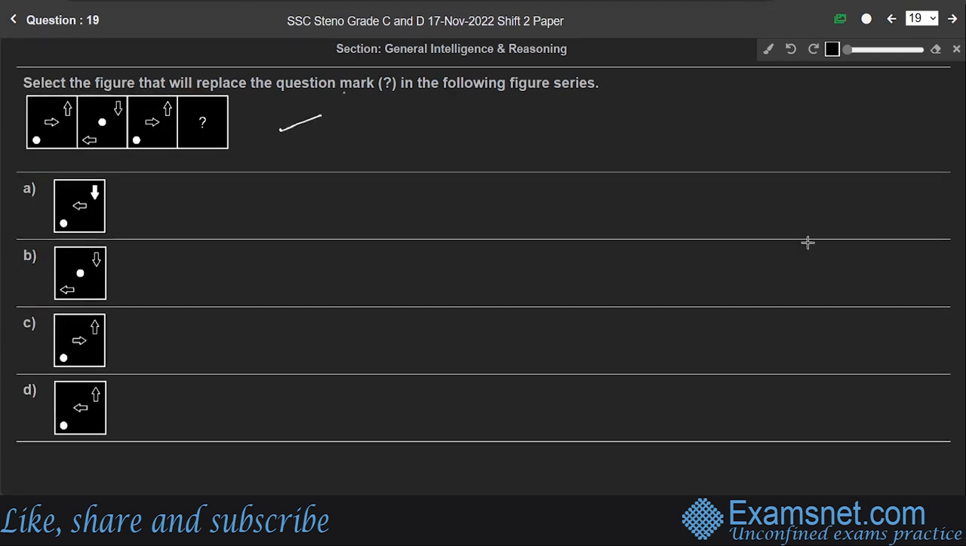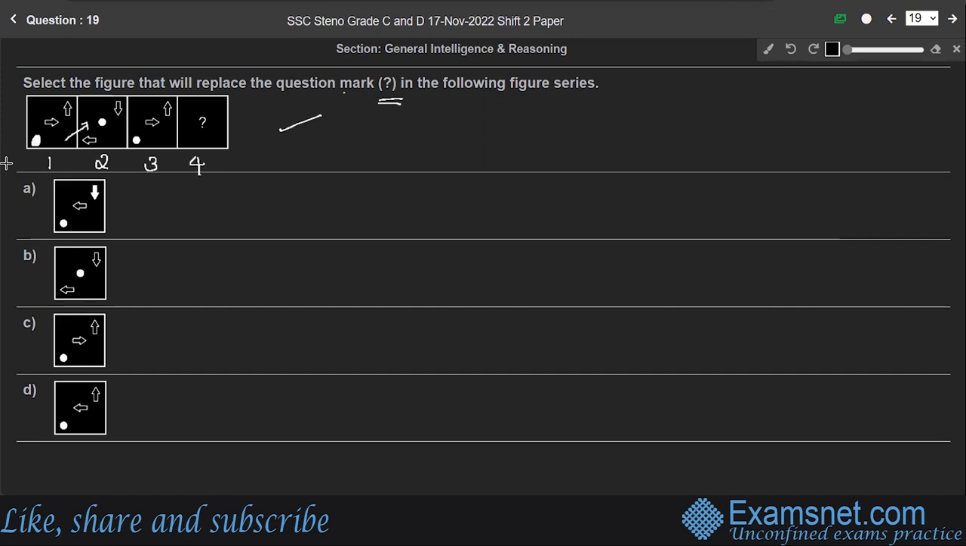Question number 19. Select the figure that will replace the question mark in the following figure series. So, in the series, we need to find the fourth figure. We'll consider the first three figures. In the first figure, we have a shaded dot, and this shaded dot's position is being changed. In the second figure, it has changed its position.